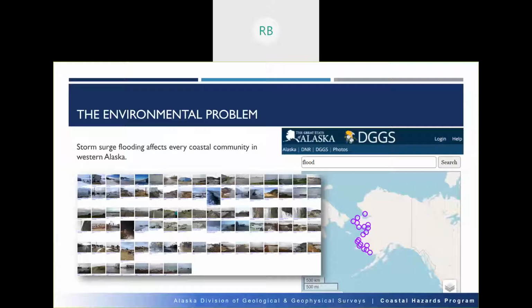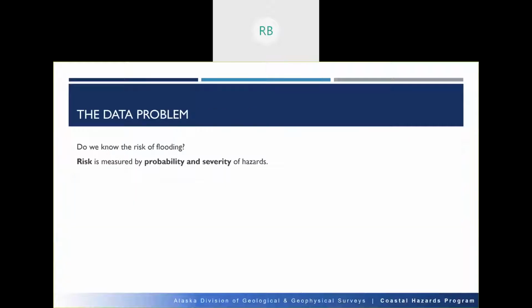And these can be, of course, major events that can flood homes and damage roads, but even minor events of flooding, such as just hitting beaches where people have parked their four-wheelers or their boats, can cause major issues for these subsistence-based communities on the West Coast.